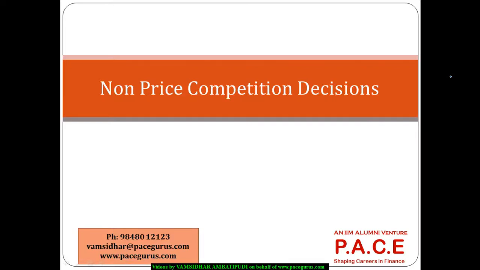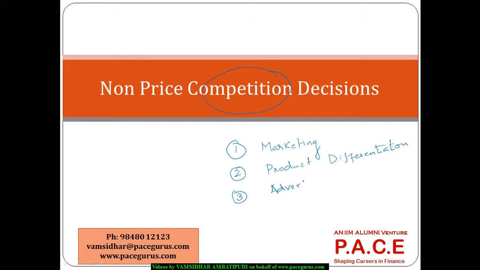Now, let's try to understand some of the non-price related competition decisions which are taken by the various firms in an oligopolistic market. The major items that we look at are with respect to marketing. We'll see that there is a product differentiation that is typically being taken up by the firms, and at the same time we also experience to some extent an advertising related competition. So we'll try to focus on these aspects.